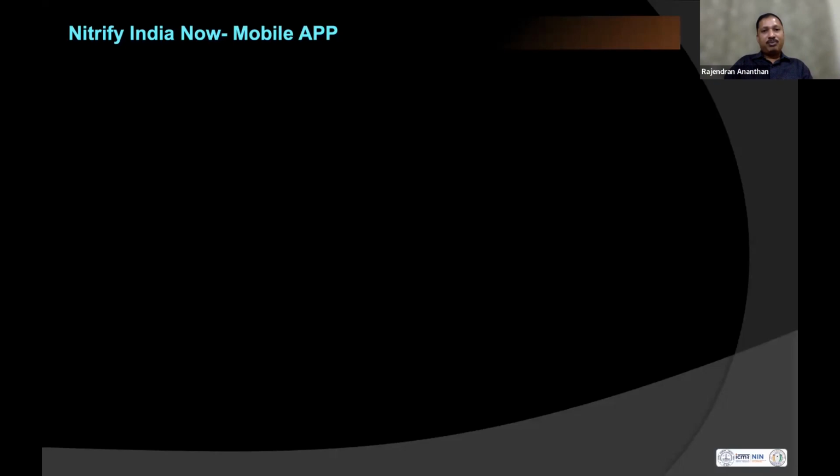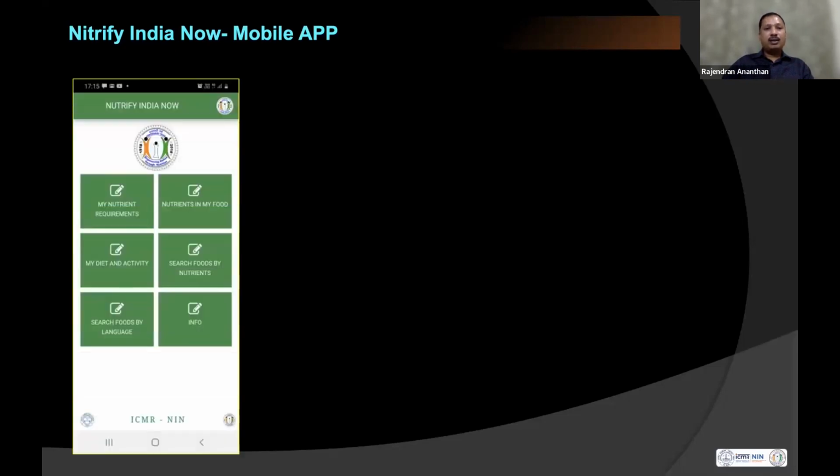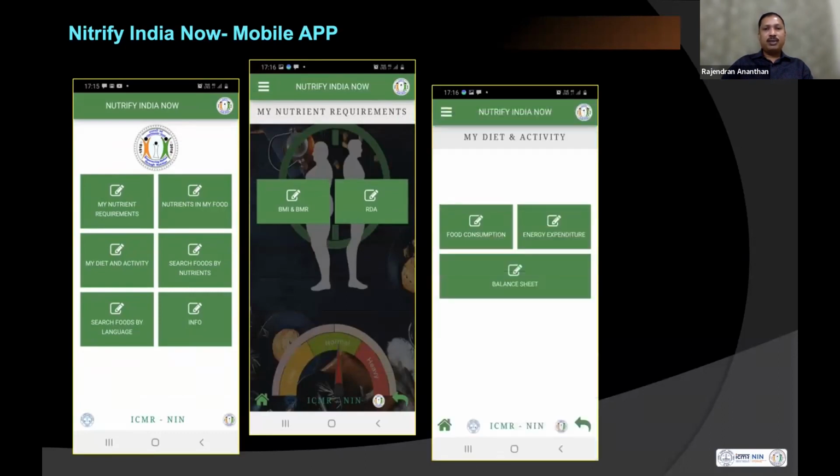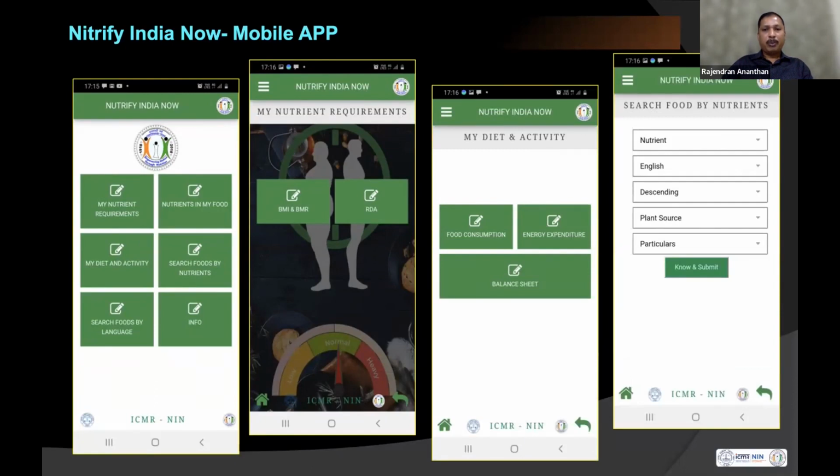We have also developed a mobile application because the book weighs almost more than 1.8 kilograms, so we wanted to reduce the burden. We developed our own mobile application. I don't know how many of you are aware of it. It is called the Nutrify India Now mobile application, and it is available on both platforms, Apple iOS and the Google Play Store. We have included so many recipes also, and you can adjust the recipes with different ingredients and the composition. There are many applications you can go through.